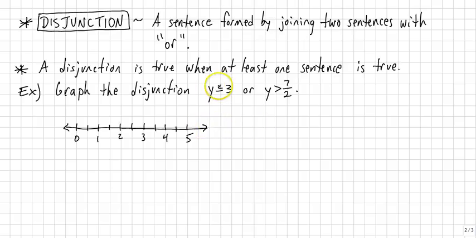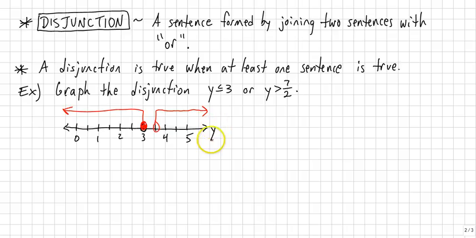Okay, so we want y to be less than or equal to 3. So we want a closed circle, and then we want less than or equal. So all of those numbers are okay. And we want y greater than 7 halves. So 7 halves would be 3.5. So greater than, all of those would be okay.